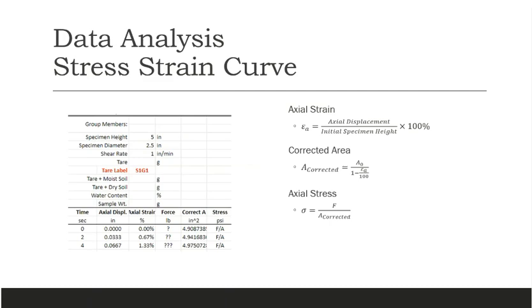Calculate the axial stress by dividing the force applied on a specimen by the corrected cross-sectional area. Do these steps for all the data points. Using the axial strain and the axial stress, plot the stress strain curve.